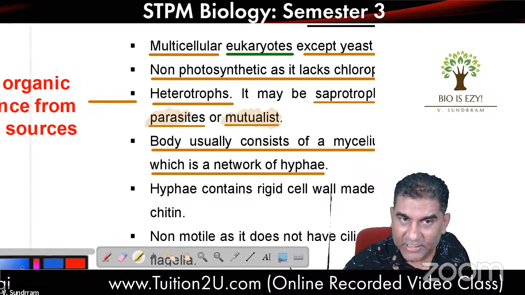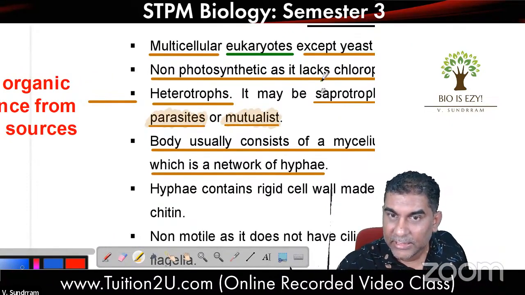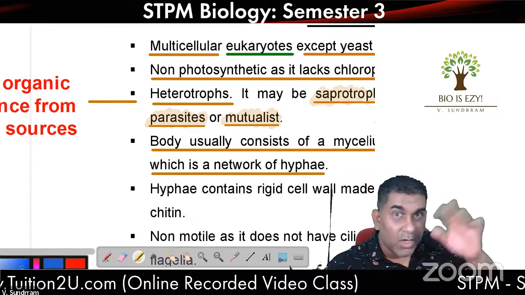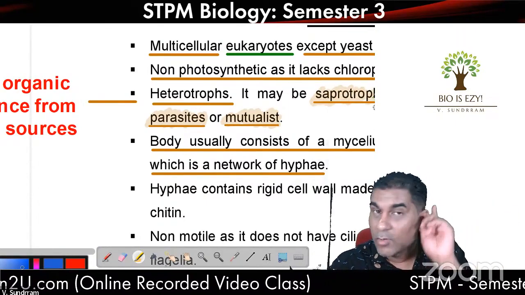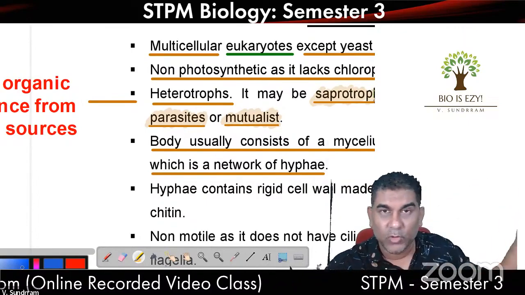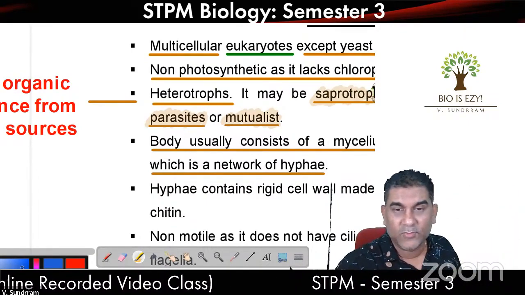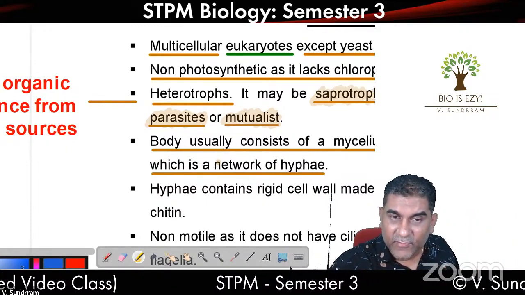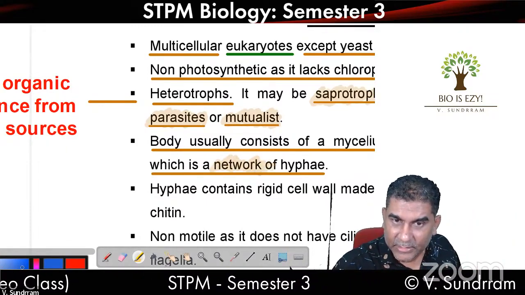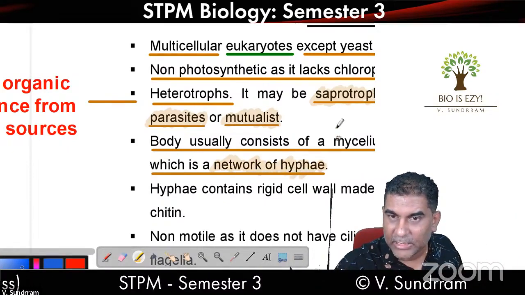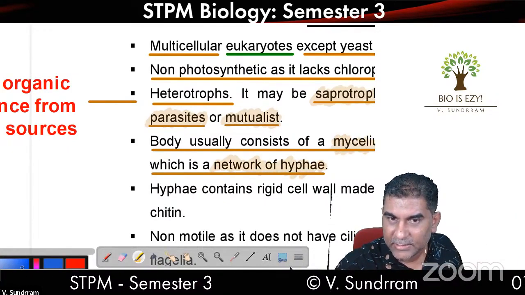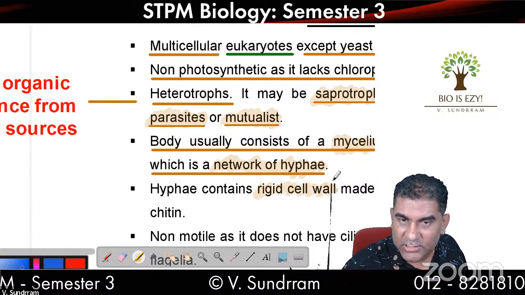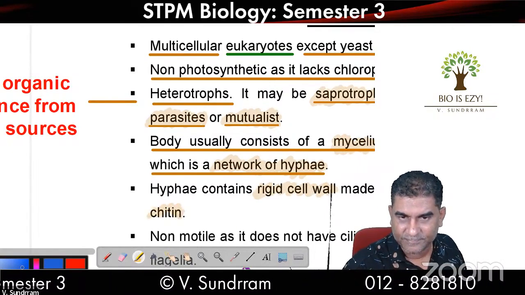Parasite, only the parasite gains benefit. Saprotroph, they break down dead organic matter. So all of these, the fungi can do. One thing they cannot do, no photosynthesis. The body is a network of hyphae. A network of hyphae becomes what we call mycelium. Have a cell wall. The cell wall is made of chitin.